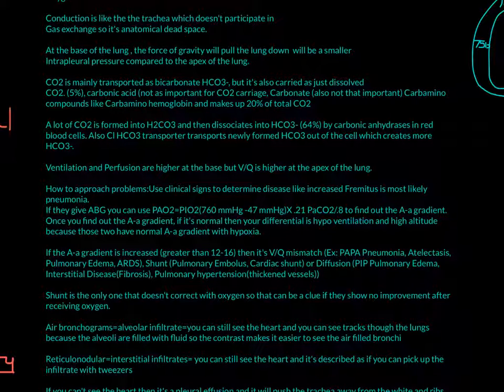Once you get this, it'd be the PAO2, so the alveolar oxygen, but then you would need the PaO2, the arterial oxygen, and that's something that they would have to give. Then you subtract those two to get the AA gradient. So if it's normal, then you can narrow your differential to hypoventilation and high altitude, because these two are the only ones that have a normal AA gradient with hypoxia.